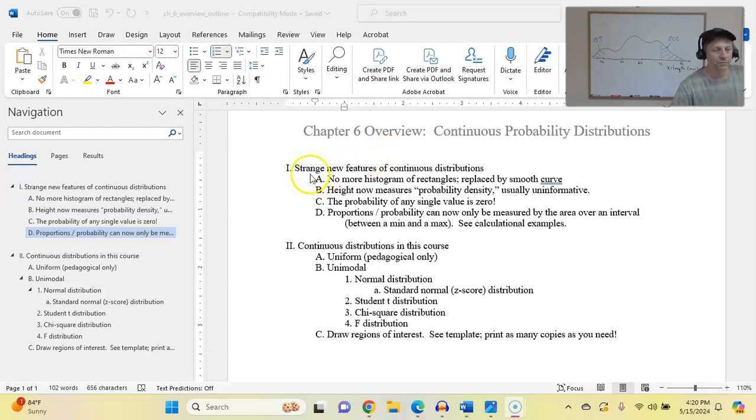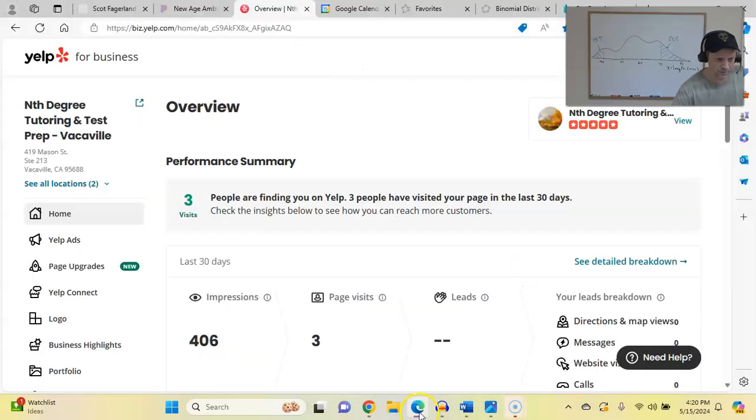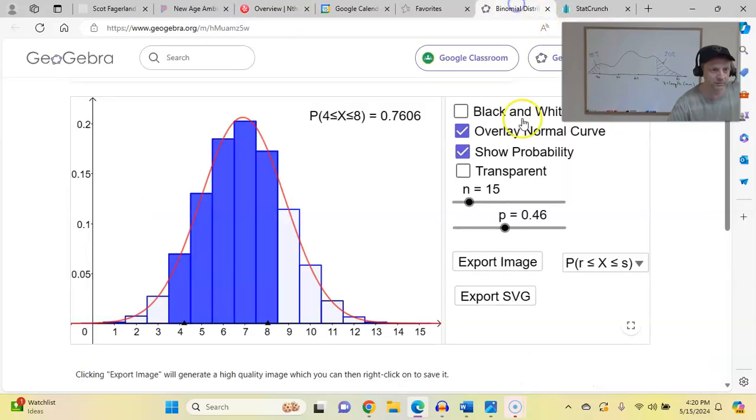So one of the strange new features of continuous distributions is that we will have no more histograms of rectangles. These will be replaced by the smooth curves that sit over top of them. So I want to remind you of this visual. We've seen something like this. It was over here, I believe. When we were talking about the binomial distribution last week, we have this histogram with rectangles on it.